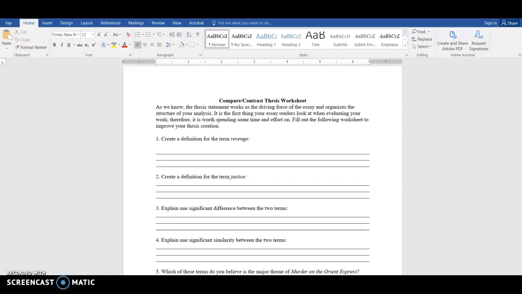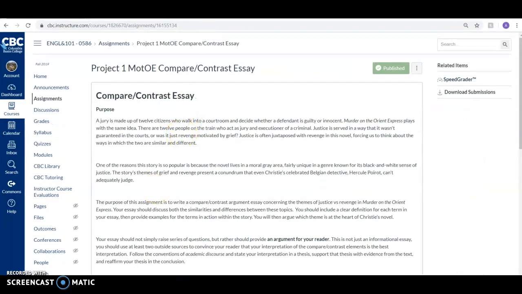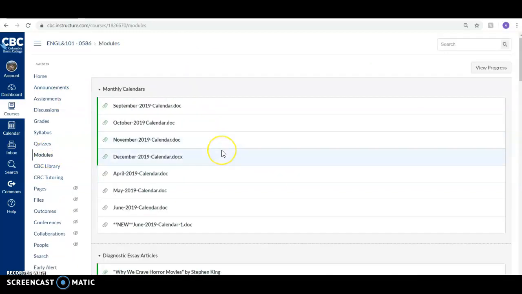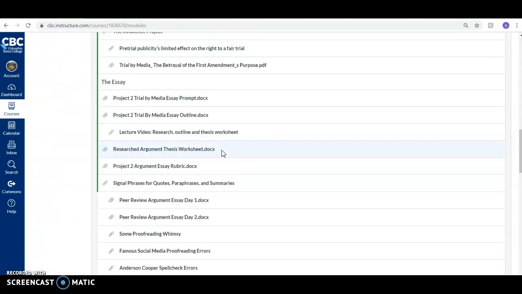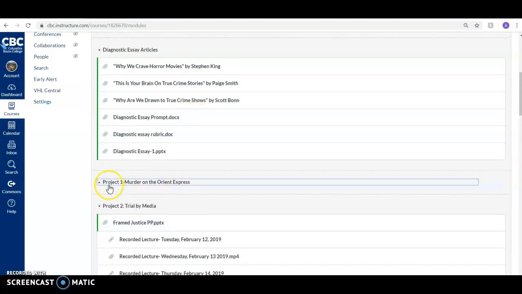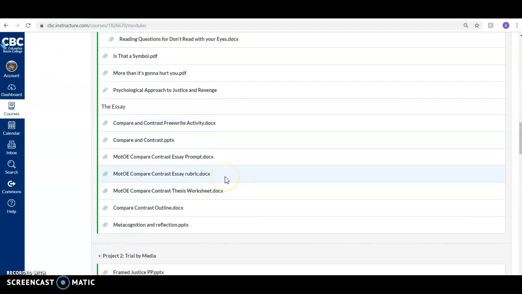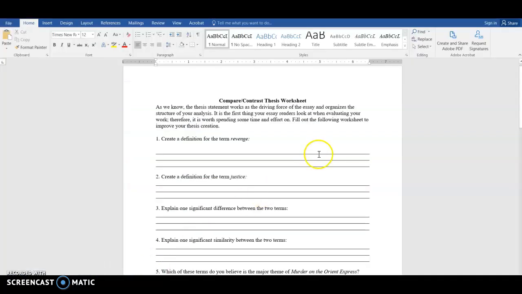I'll show you here. If you go into our class, go into assignments, compare and contrast essay, you can read through the prompt. If you go into the modules and scroll down, you will see that we have a thesis worksheet available for you in our Project 1 folder. So scroll down through there, click on our thesis worksheet, and you'll be ready to go and follow along with this prompt.